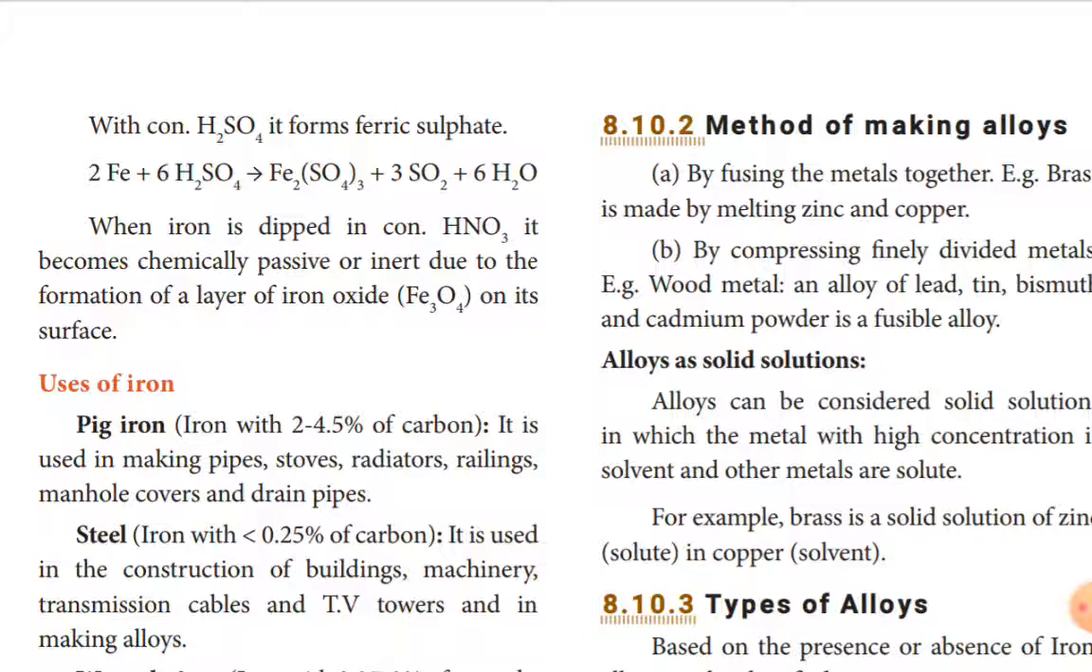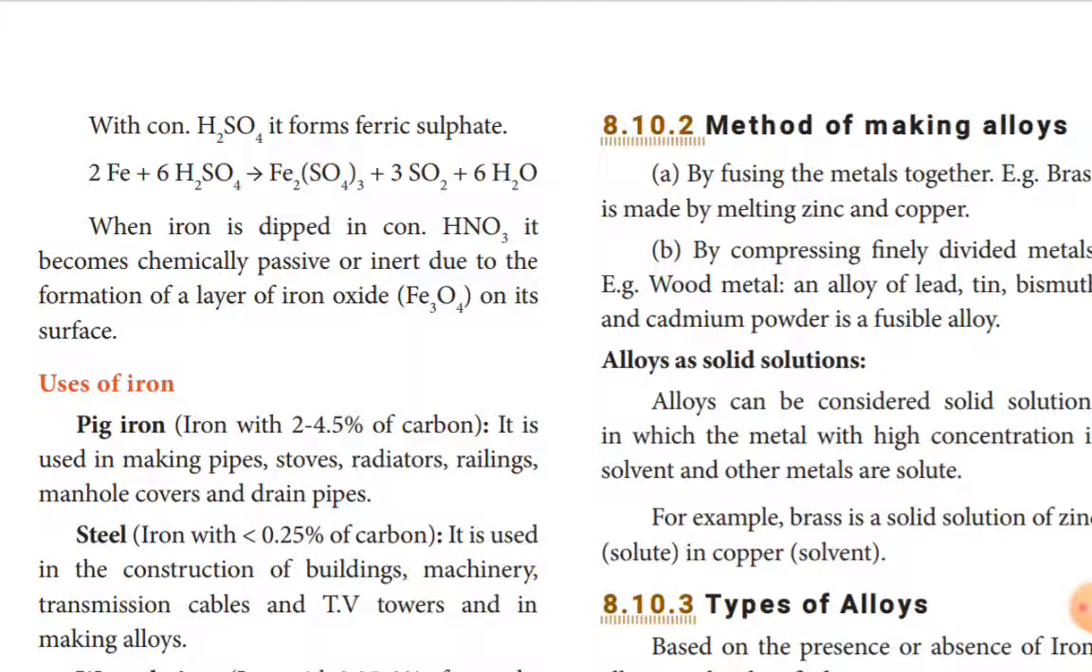Dilute nitric acid gives the nitrate and ammonium nitrate, but concentrated nitric acid will not have any reaction with the iron because of the formation of a layer of iron oxide Fe3O4 on its surface.